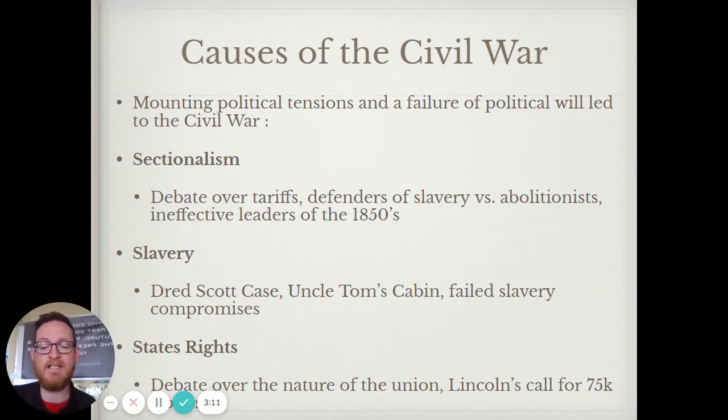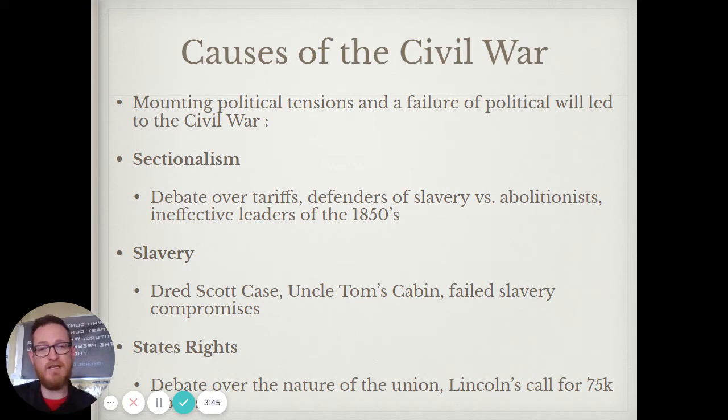And then the last one being states' rights, the debate over the nature of the Union. The idea of, are we this loose confederation of states, or are we together as one permanently? And then also you're going to see Lincoln's call for 75,000 troops to put down the rebellion. I mention that because the Upper South actually wasn't sold on secession from the Union until Lincoln did call for those troops. And that's when you're going to see Virginia and other states leave during this time.